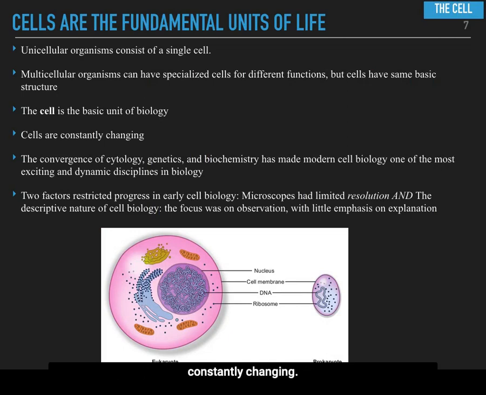Cells are constantly changing. There are unicellular organisms that consist of a single cell, and multicellular organisms that have specialized cells for different functions. Two factors restricted progress in early cell biology. Microscopes had limited resolution, and cell biology was descriptive in nature. The focus was on observation, with little emphasis on explanation, but now cell biology is a huge field and is often combined with biochemistry, genetics, and evolution.